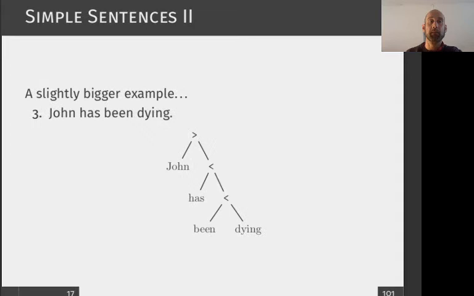Okay, here's a bigger example. John has been dying. Different intonations have different meanings. Doesn't really matter. Again, the predicate has been dying. John is projected over by the predicate. The head of this structure is has, as we can see there. The complement of has, been dying, its head is been. Okay? That's just how we're going to analyze it. This isn't justified. I'm just telling you this is how it's going to be, right?